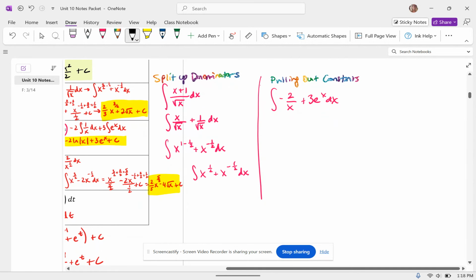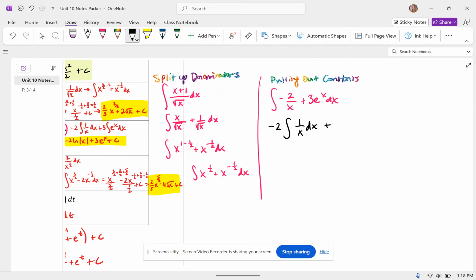Okay, so now let's talk about pulling out constants. Look at the first term over there. You have negative 2 over x. What should you pull out to see exactly what's going on there? A negative 2, right? And then I'm going to split up this guy. Let's pull out the 3. Now it's so easy, now I see exactly what's happening. Do you remember what 1 over x becomes when you integrate it? ln of the absolute value, good job.